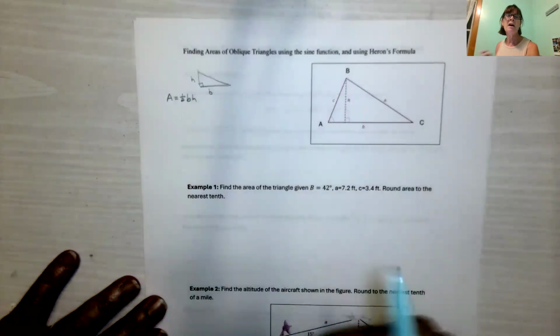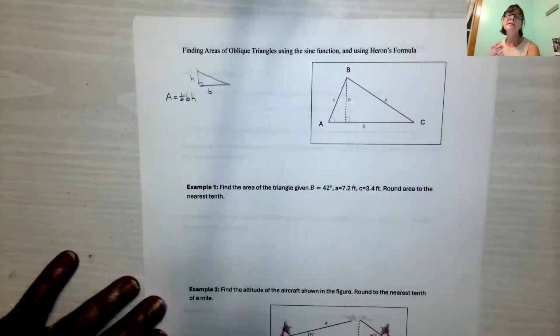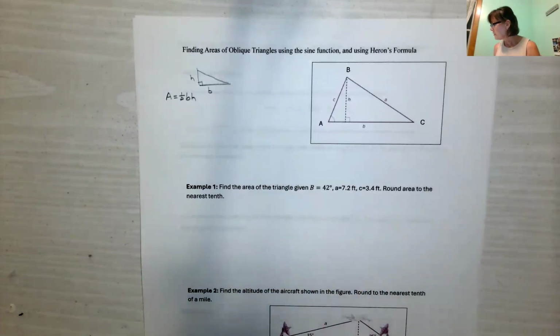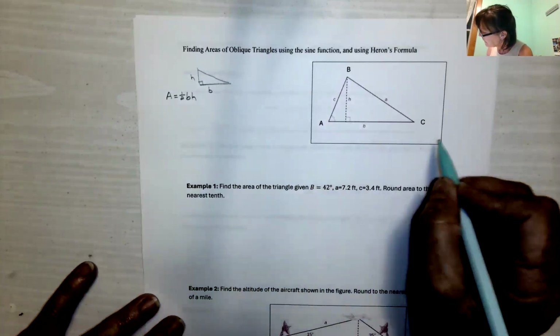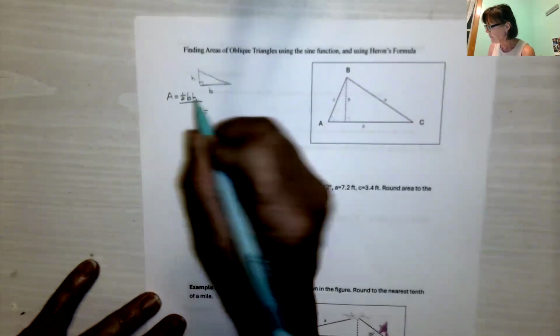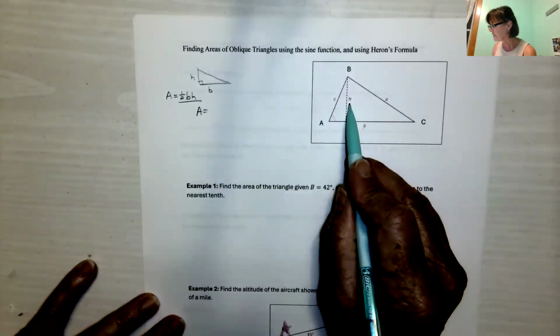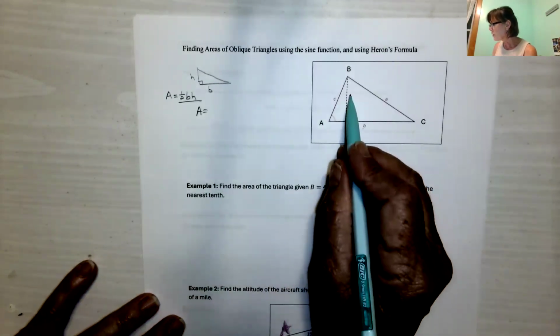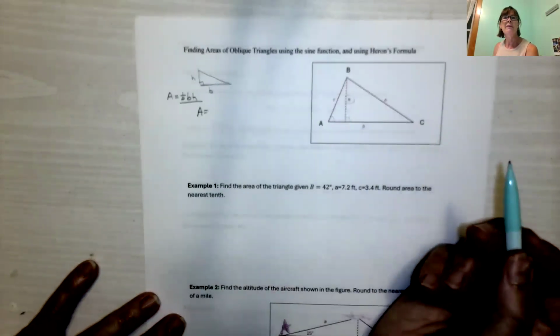So the issue with triangles that are not right is that you have to drop an altitude and you don't necessarily know what that value is. So we're going to look at how to do this. We know that the area of this is 1/2 base times height. The base of this is B and the height of this is H. That's true. The problem is we don't know what H is.